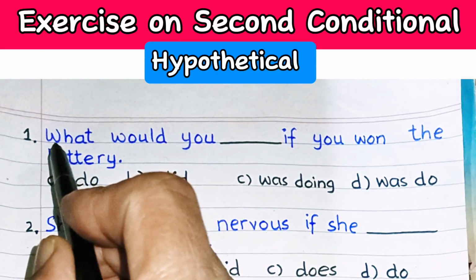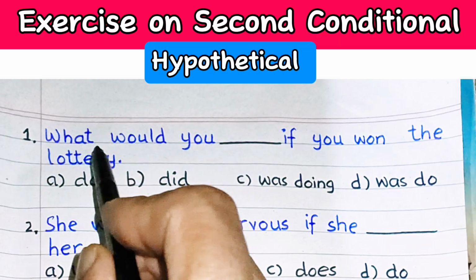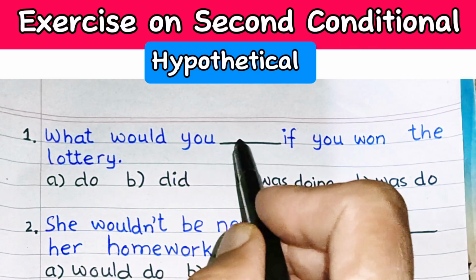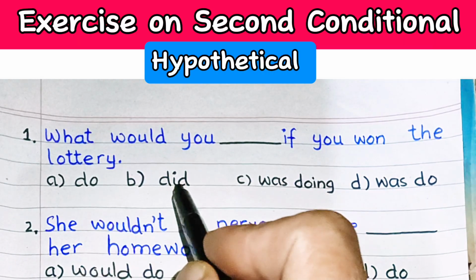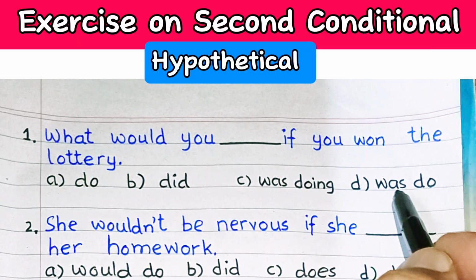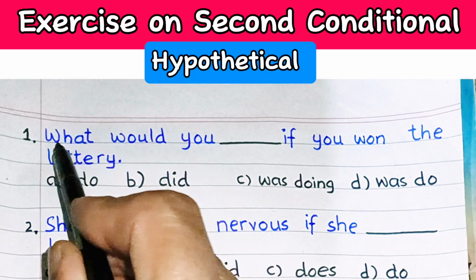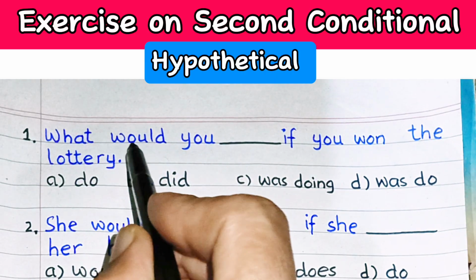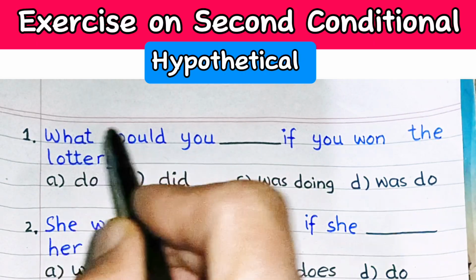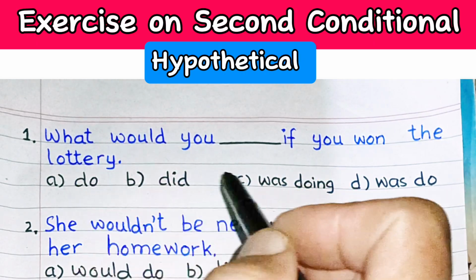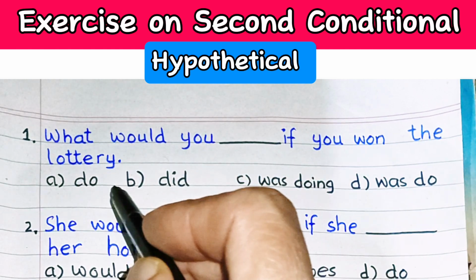Let's have a practice on a few conditional sentences. Sentence number 1. What would you dash if you won the lottery? The options are do, did, was doing, was do. Let's focus on the sentence that is conditional. So what would you do, or what would you did, or what would you was doing, or was do? We have to pick the right option.